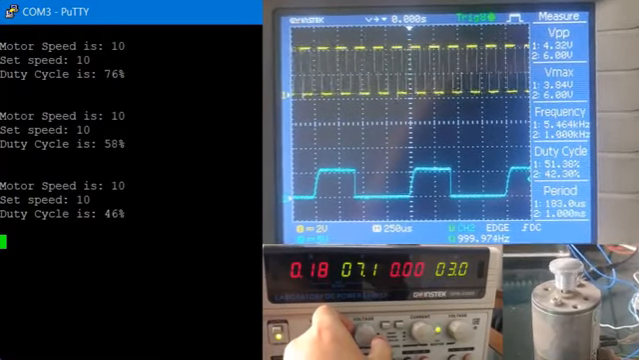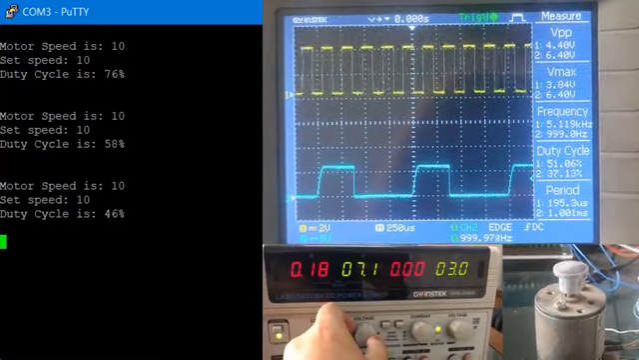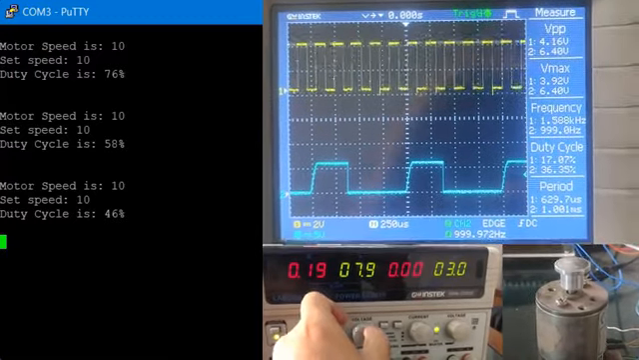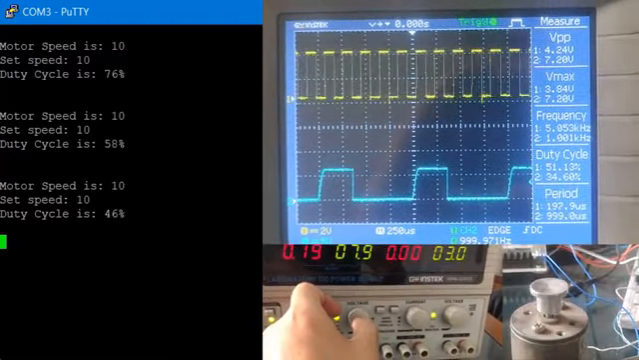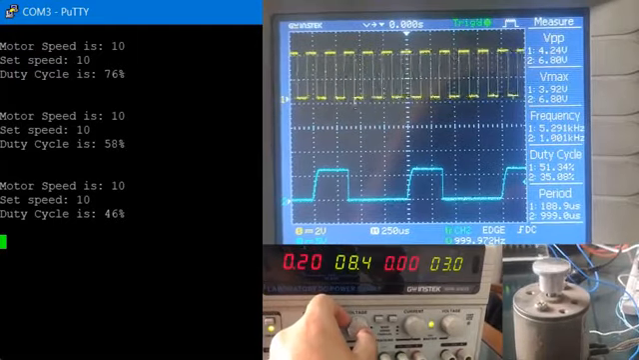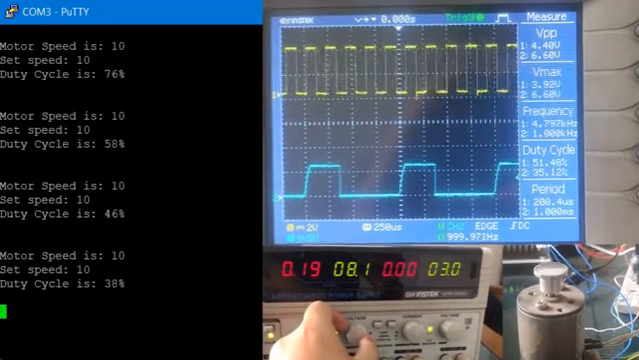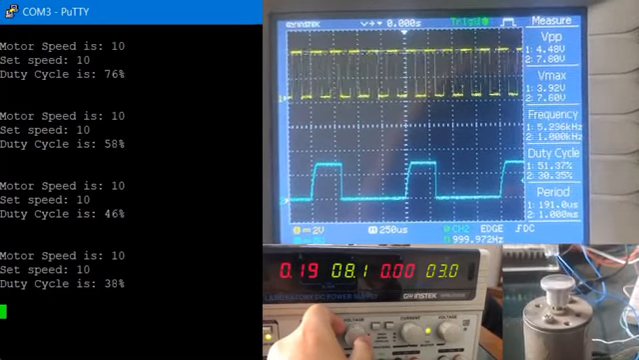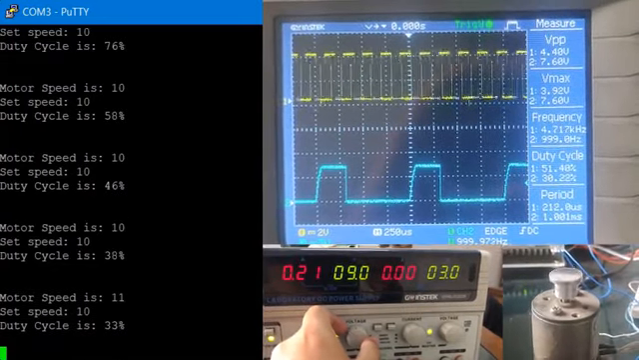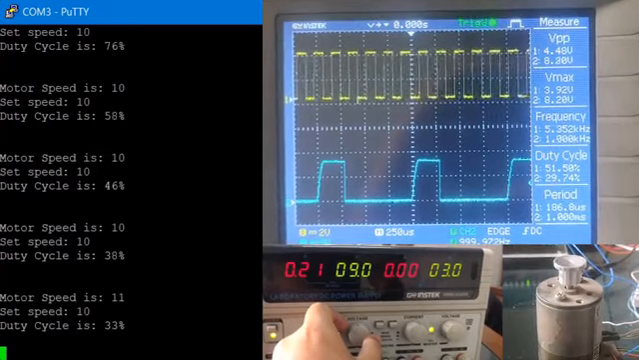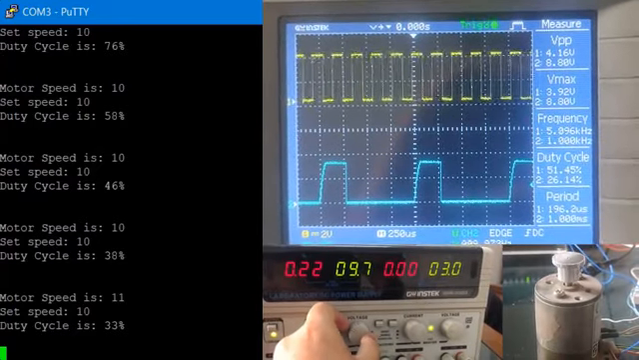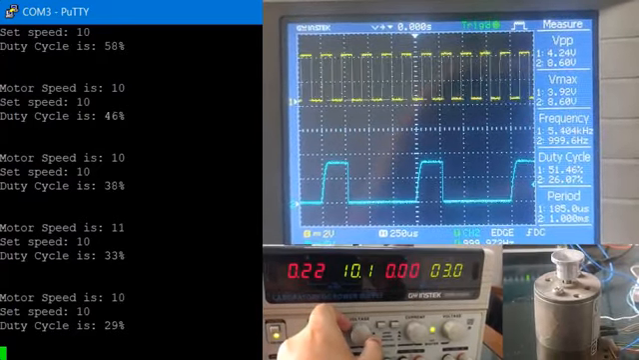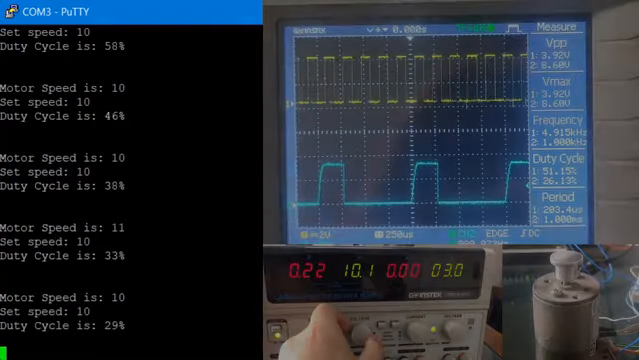Also note that the frequency of the quadrature pulses remains constant at 5 kHz for the reference speed of 10 units. At 8 volts, the duty cycle reduces to 38%. On further increasing the voltage up to 9 volts, the duty cycle reduces to 33%. And finally, if we increase the voltage up to 10 volts, the duty cycle reduces to 29%.